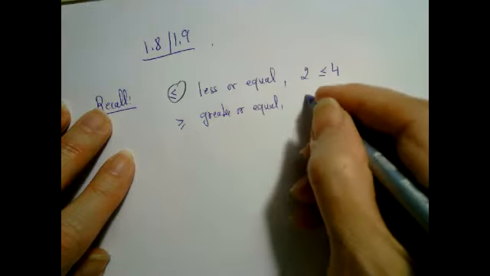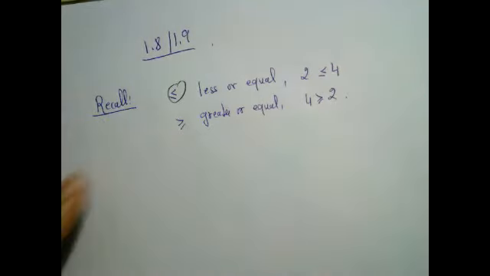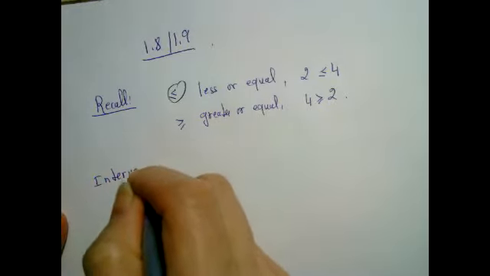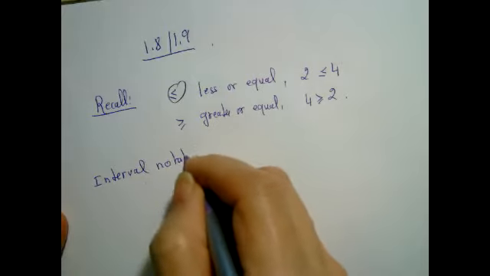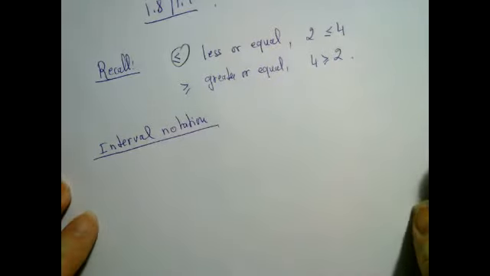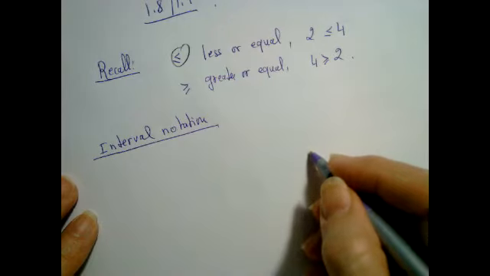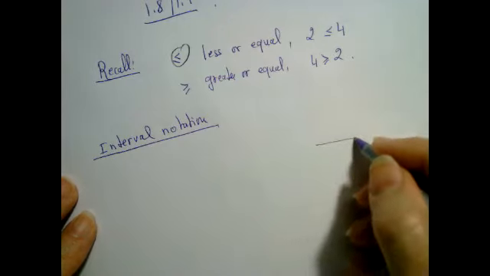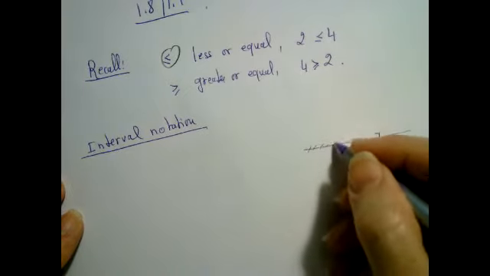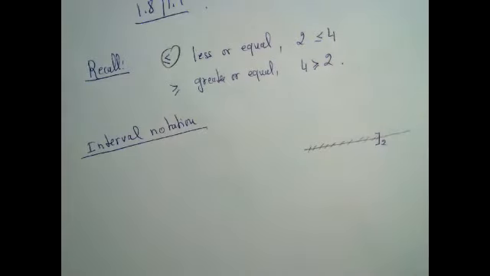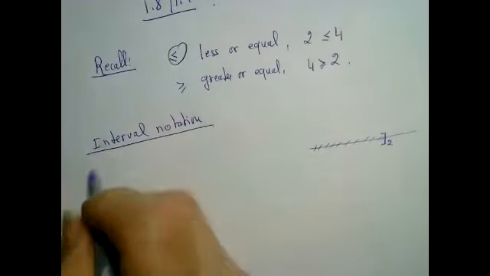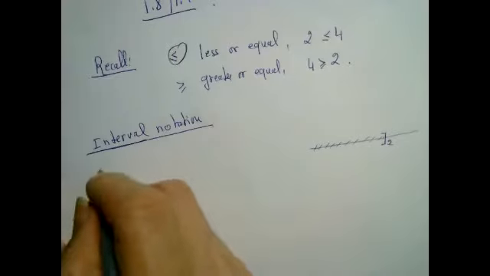Or equal. So we can write 4 greater or equal to 2. Okay. Now interval notation. Suppose I want to describe the following point. I have a number line, and somehow I need to describe to you everything less than 2. So I want to describe this collection of points, everything less than 2. We can describe it in words, or we can use the idea of interval notation. So let's see what I mean.